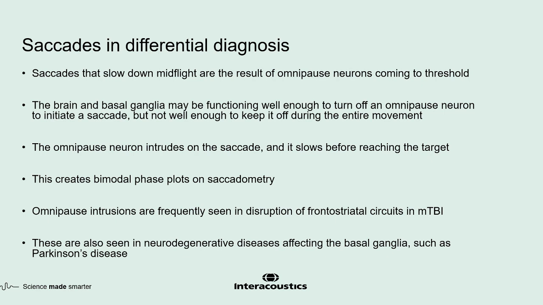Now, saccades that slow down mid-flight are the result of Omnipause neurons coming to the threshold, which basically means the brain and basal ganglia may be functioning well enough to turn off an Omnipause neuron to initiate the saccade, but not well enough to keep it off during the entire movement. Now, the Omnipause neuron intrudes on the saccade, and it slows before it reaches the target. This creates that bimodal phase plot on Saccadometry. Omnipause intrusions are frequently seen in disruption of frontostriatal circuits in traumatic brain injury. They're also seen in neurodegenerative diseases affecting the basal ganglia, such as in Parkinson's disease.